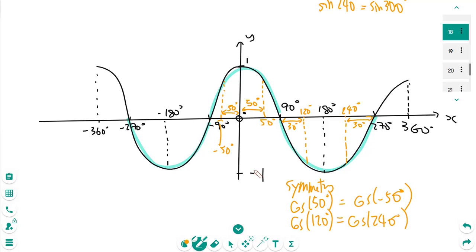Okay. Don't worry too much about symmetry. It's more about learning and remembering the sine graph and cos graph. The symmetry thing we'll learn a bit more in chapter 10, the next chapter. Okay, that's a cos graph.